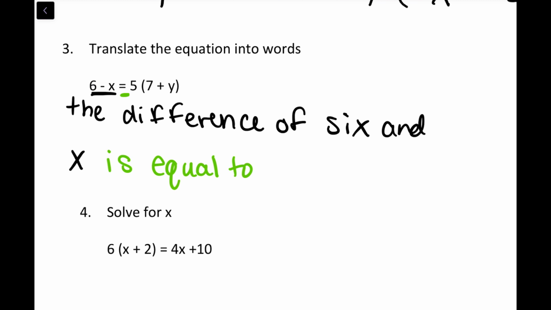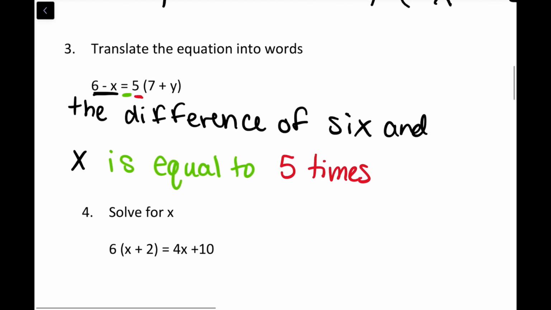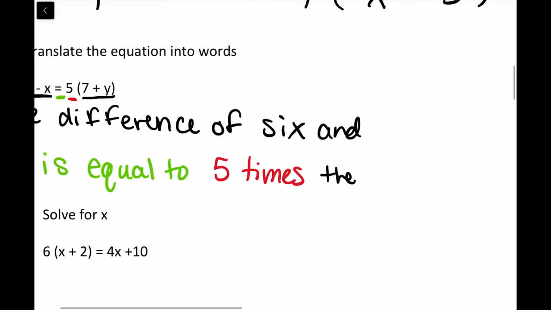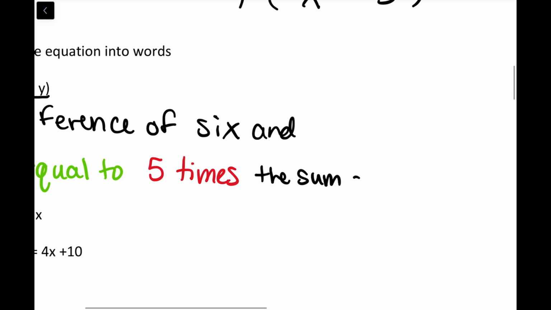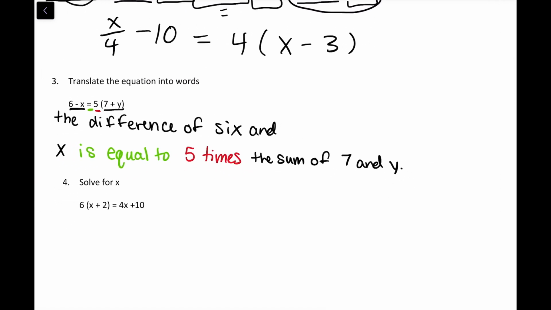And now for my right side, I've got 5 being multiplied because we've got distributive property here, right? It's being multiplied by a quantity. So I can go ahead and put 5 times or 5 multiplied by all kinds of things. And then I've got 7 plus y. So just say 5 times the sum of y and 7, or sorry, of 7 and y. So that order is important here. So we've got the difference of 6 and x is equal to 5 times the sum of 7 and y.